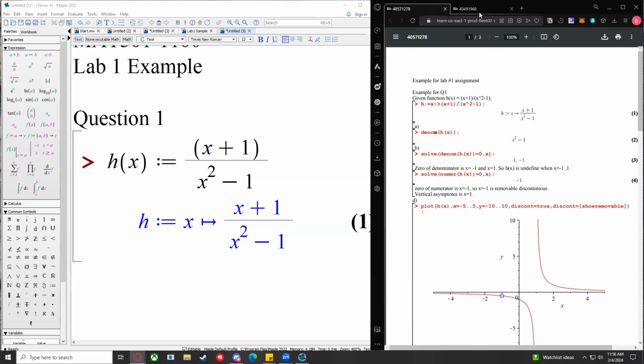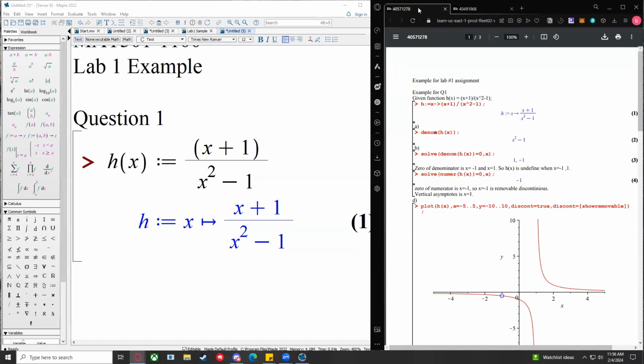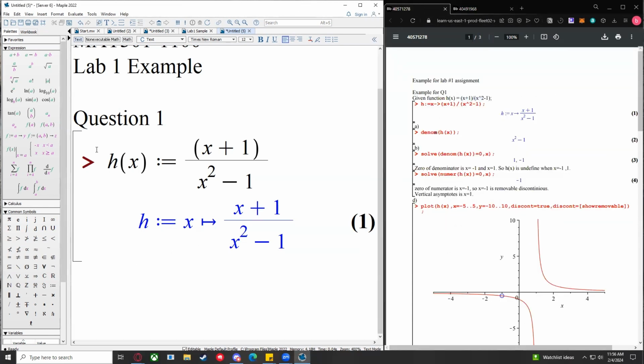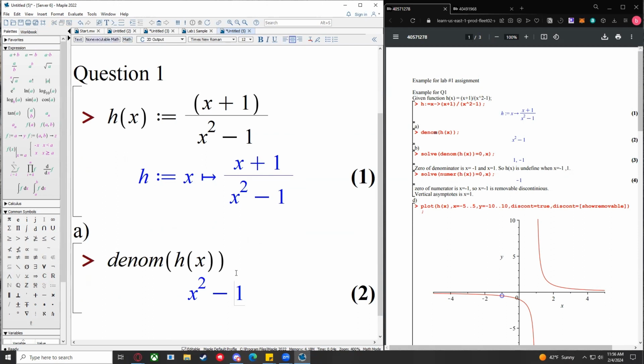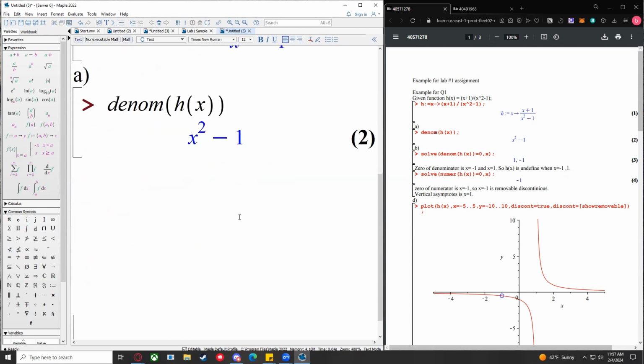Next, we're asked to use a Maple command to separate the denominator. I didn't go over this command, but it's a pretty basic one. It's called denom. So we write denom, and then inside of it, what do we want to find the denominator of? In this case, the denominator of h of x. So we write it just like this. We press enter, and we see that it returns just the denominator of h of x. So I'm going to go ahead and make some space going down.